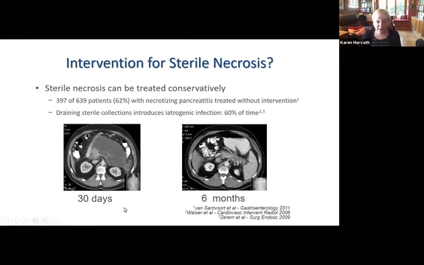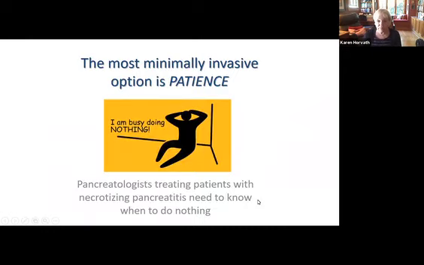So looking at this CAT scan, here's a patient with a sterile walled-off necrosis at 30 days, and the same patient at 6 months without any intervention. And so in this day and age of minimally invasive everything, I think the most minimally invasive option is no intervention for these patients. Pancreatologists treating patients with necrotizing pancreatitis need to know when to support the patient with medical support and when to do nothing.